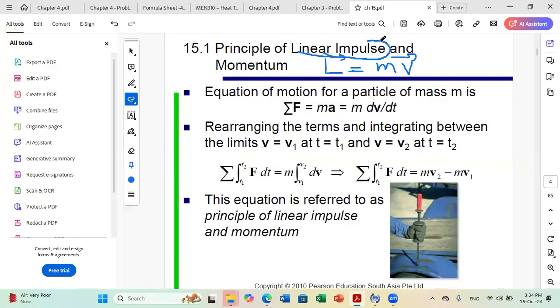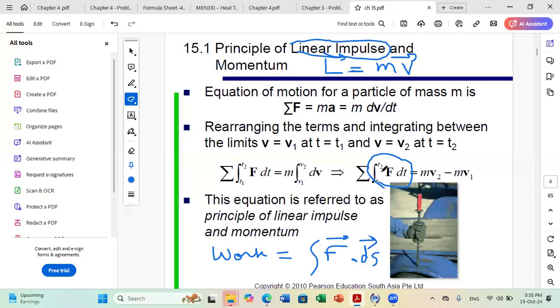What is the linear impulse? The impulse, by definition, is the action of a force over a certain period of time. If you remember, in case of work, what was the definition? Work is integral F dot ds. So you project your force on the direction of motion to compute the work. While for momentum, you integrate not with position, you integrate with time. So this is the definition of linear impulse.